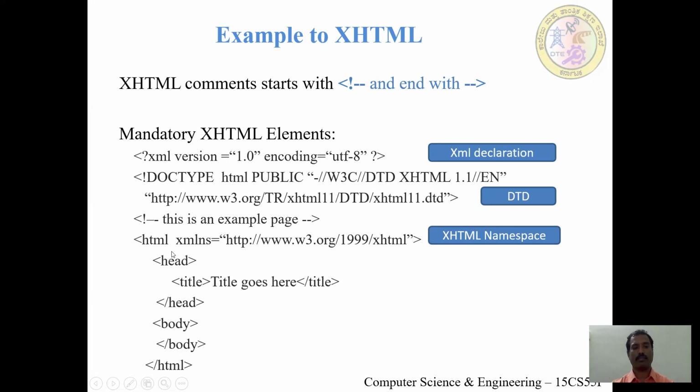Next, we need to write the HTML tag. We need to add xmlns as an attribute to define the namespace. Then the head tag, close the head tag. Then the body tag. In the body tag we can write the text, whatever we want to display on the screen, and close it with the HTML tag.